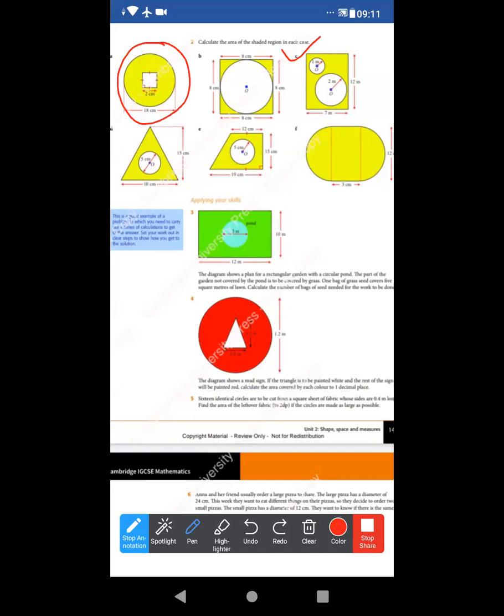It is given: calculate the area of the shaded part. Shaded part means the colored part, the yellow colored part, in each of the figures. Understood? Now just look. I'll start from C. If I do C, then you can easily understand A and B. Is there any problem if I start from C? No, ma'am. Okay.